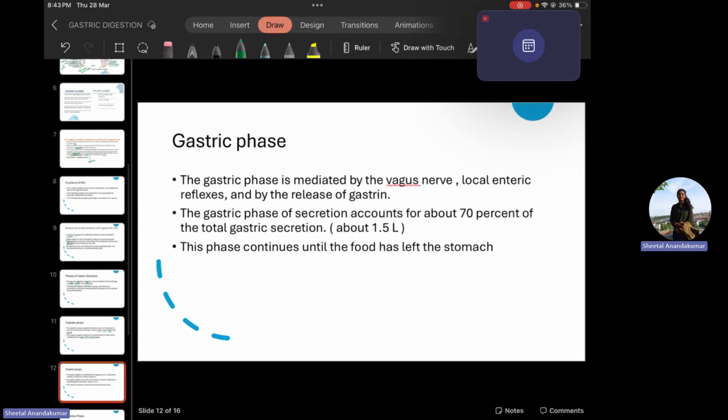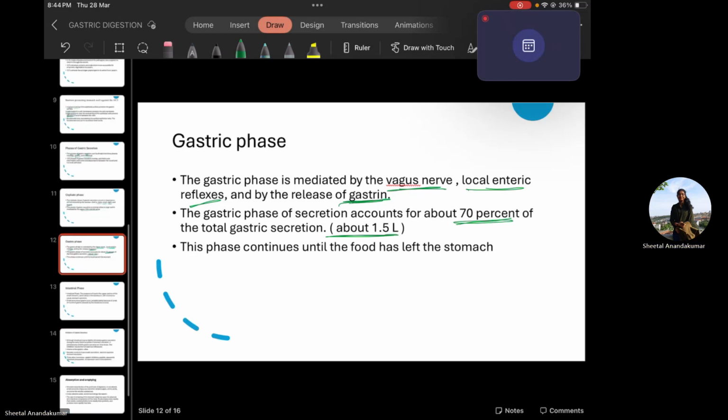Then we have the gastric phase. The gastric phase is again mediated by the vagus nerve, the local enteric reflexes, and by the release of the hormone gastrin. The gastric phase of secretion accounts for about 70% of the total gastric secretion. It's about 1.5 liters. And this phase continues until the food has left the stomach.